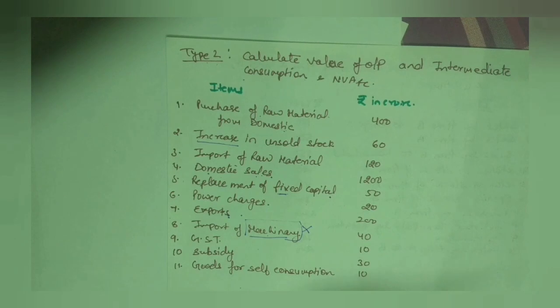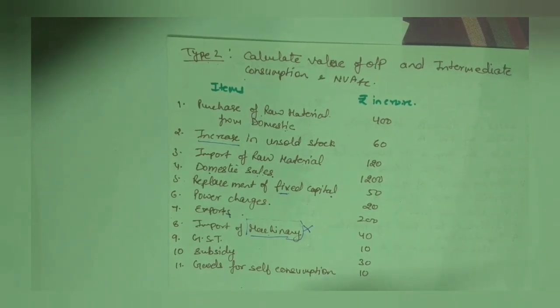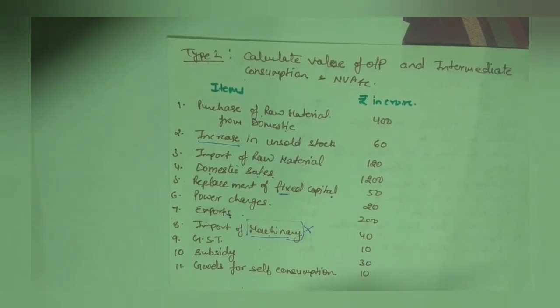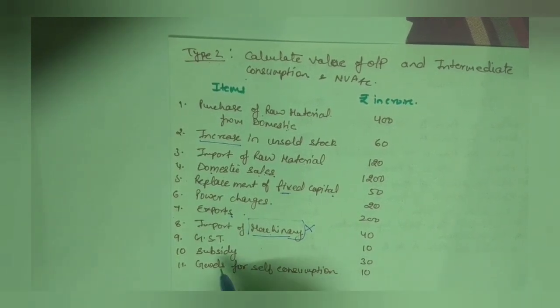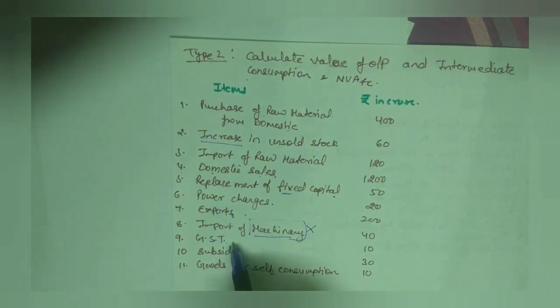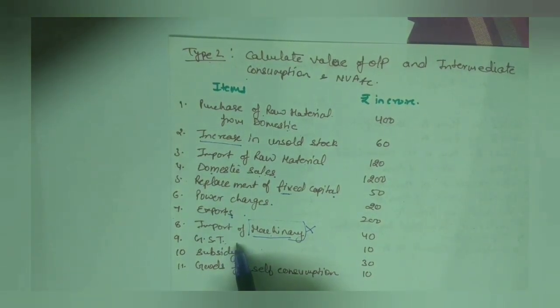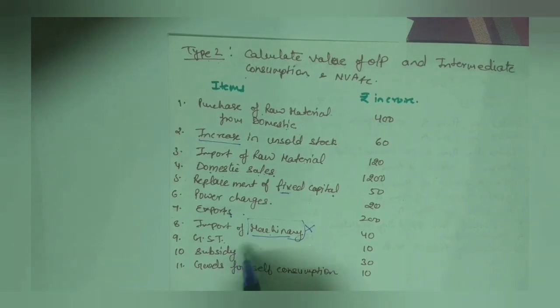So it is used again and again in production. So its uses are more than one financial year, therefore we do not consider it as an intermediate cost here. Then we have GST. Nowadays you all know indirect tax is called GST. So now we are replacing indirect tax with GST.